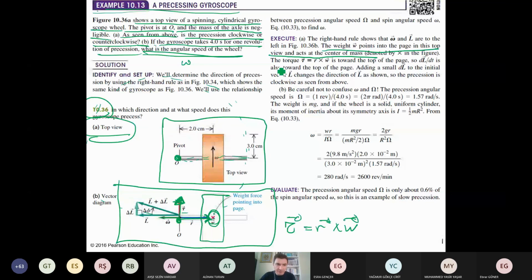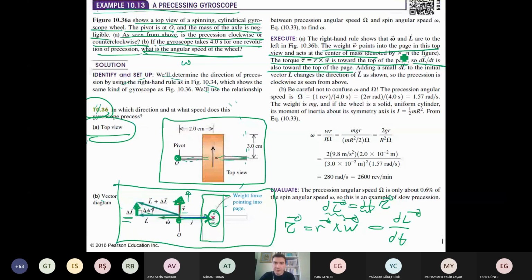This is the direction of the torque. And dL over dt is also toward the top of the page due to the torque. So due to this torque, we have this dL over dt. So angular momentum changes with time. Remember this expression which we have done. With some certain time we have dL, this is the delta L. You see the direction of the delta L or the direction of the dL. It is along the torque.